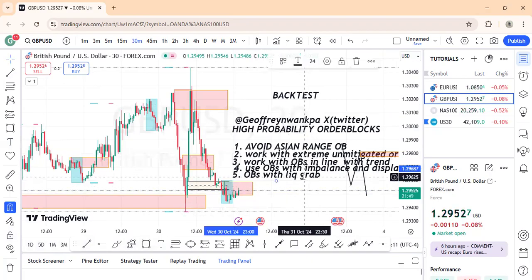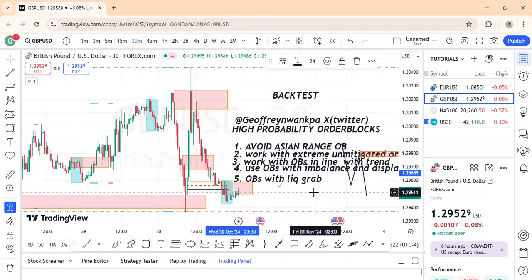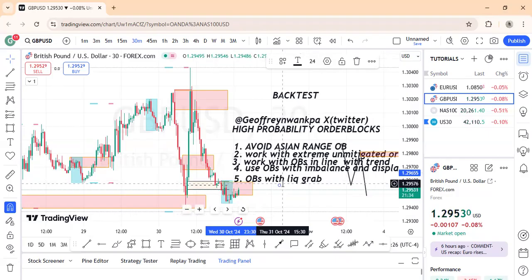Now with liquidity grabs, I also have to mention something here. Liquidity grab could also be in the form of session liquidity. This is also a bonus. Sometimes order blocks that form after the previous session's liquidity was taken are also high probability. Like now we enter into New York session and price takes London liquidity. That order block that took London liquidity is also high probability.